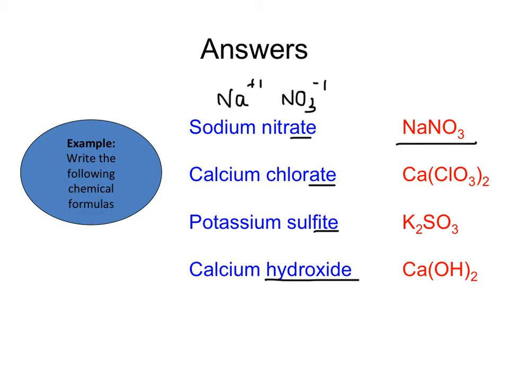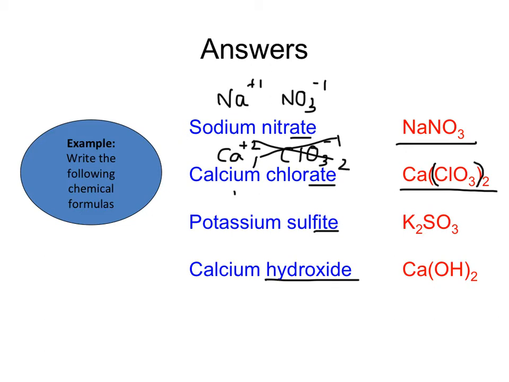For calcium chlorate, it's Ca +2. Chlorate is ClO3 -1. Those two magnitudes are not equal, so we're going to go ahead and crisscross. Notice that there is a parentheses around the ClO3 right here, and the 2 is on the outside.